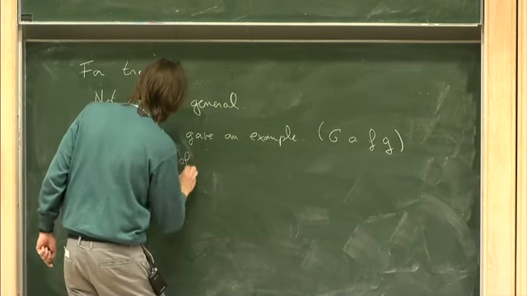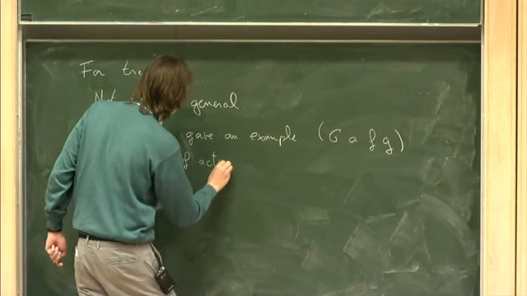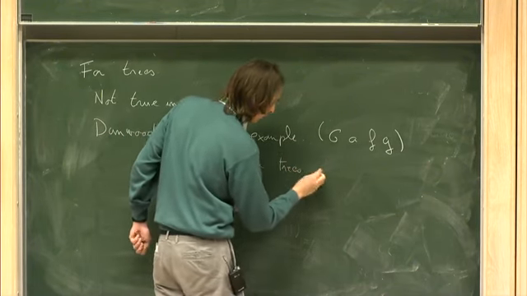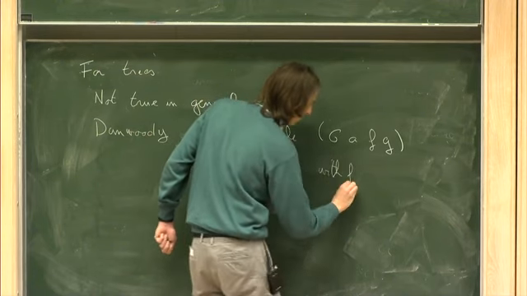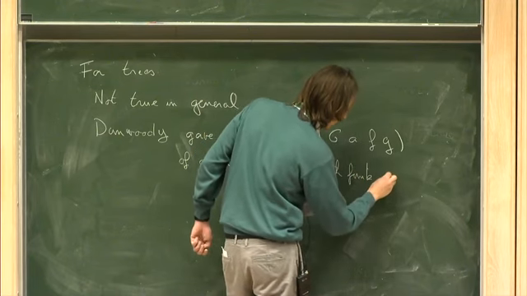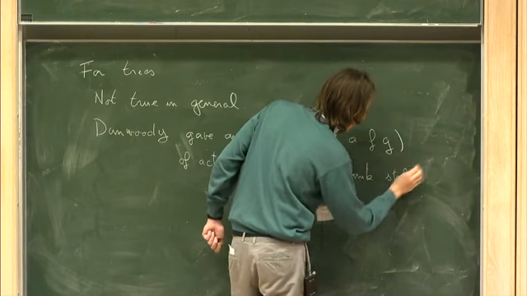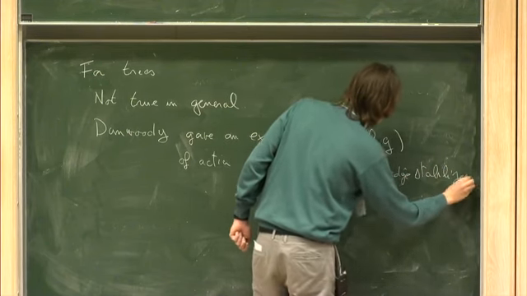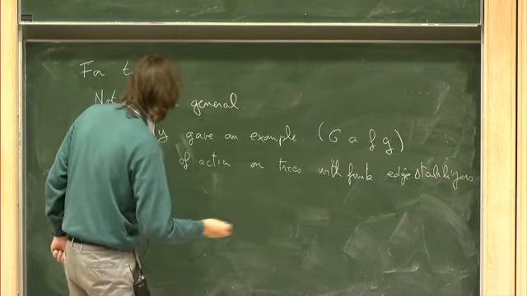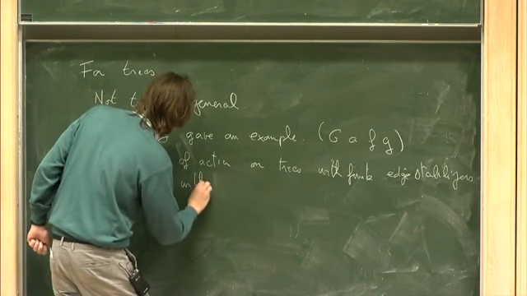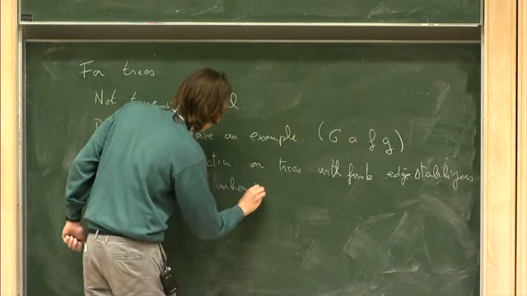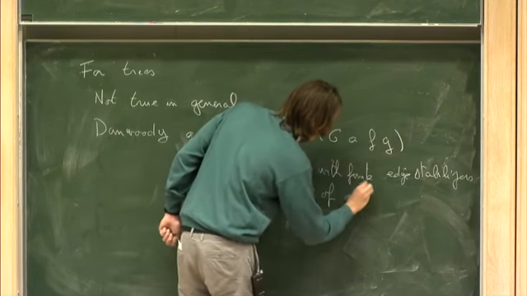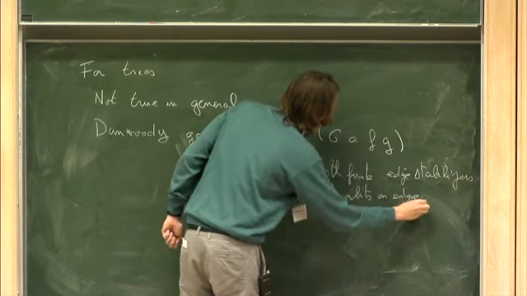So, an example of action on trees with finite edge stabilizers, with an unbounded number of orbits of edges.